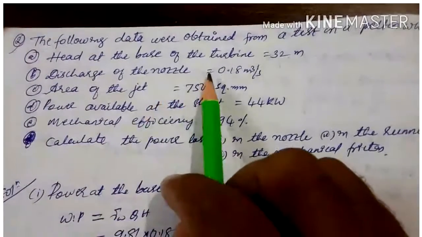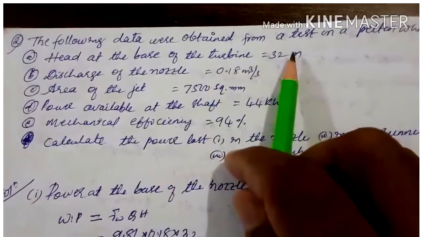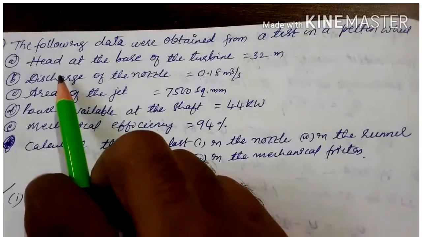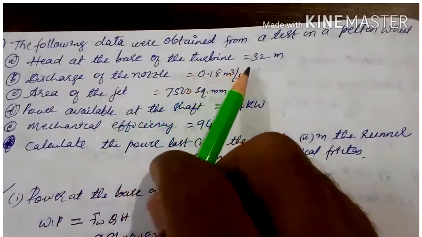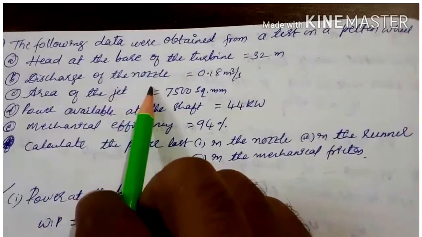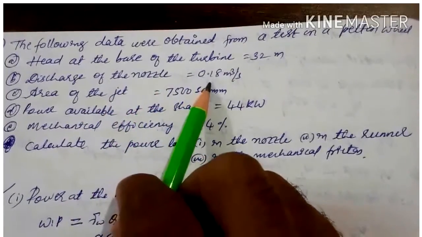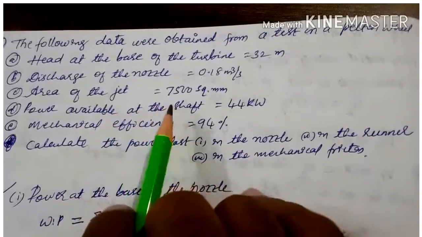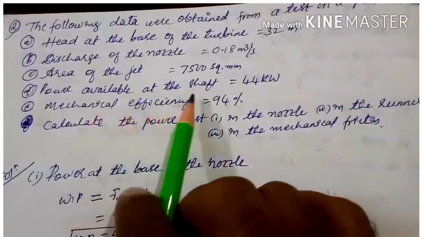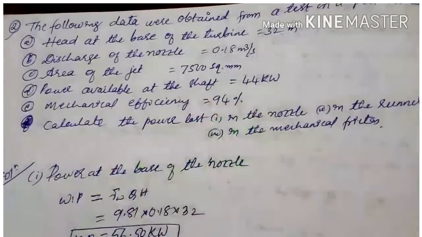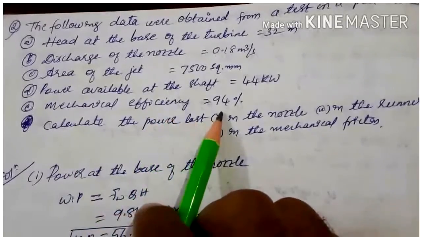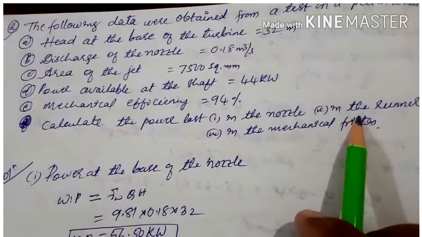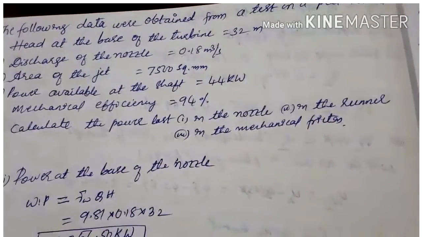The following data were obtained from a test on a Pelton wheel: head at the base of the turbine 32 meter, discharge of the nozzle 0.18 meter cube per second, area of the jet 7500 square millimeter, power available at the shaft 44 kilowatt, mechanical efficiency 94%. Calculate the power lost in the nozzle, in the runner and in the mechanical friction.